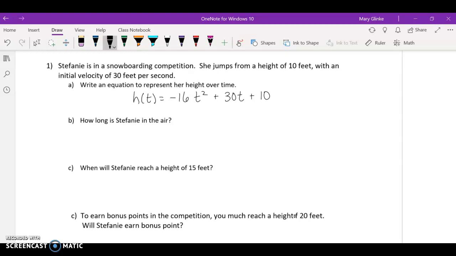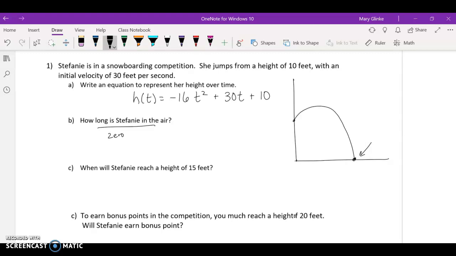We want to know how long Stephanie will be in the air. So if we are visual, so here we go. She would be starting about here, jump into the air, and then land. So right here is when she lands. So for part B, we are looking for the 0.